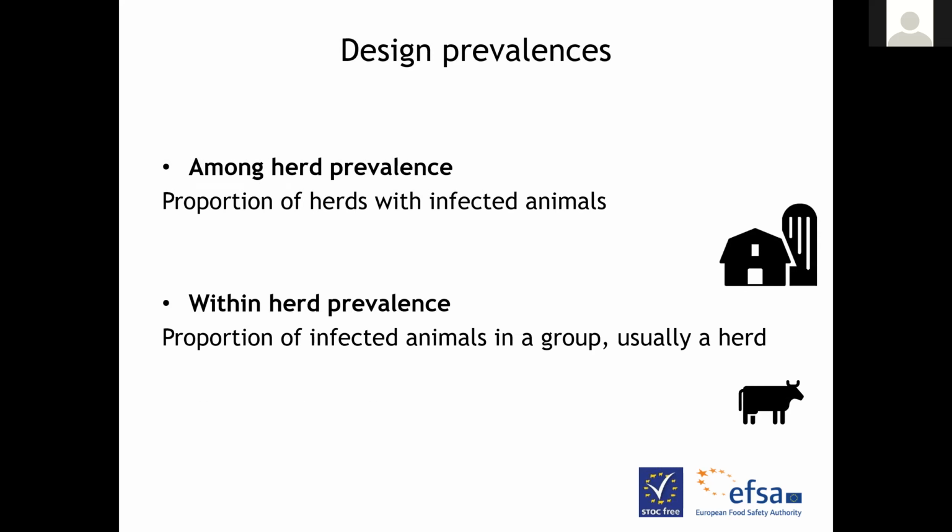And when you have hierarchies in the population and in your model, you also need to specify the design prevalence for each level. So typically we have the among herd design prevalence. That's the proportion of infected herds that you want to be able to detect. And the within herd design prevalence, which is the proportion of infected animals within a herd.